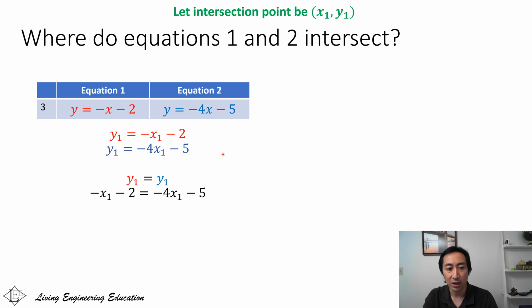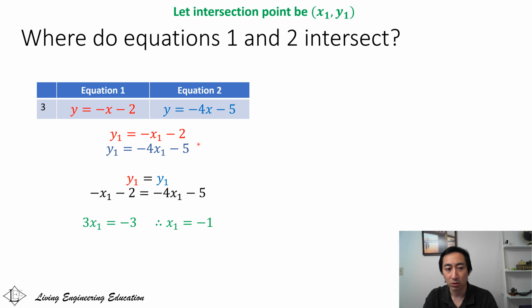So we get negative x1 minus 2 is equal to negative 4x1 minus 5. And now we solve for x1. There's a variety of ways to do this. I move negative 4x1 to the left, I get 3x1. I move the negative 2 to the right, I get a negative 3. So x1 is equal to negative 1 in this case.